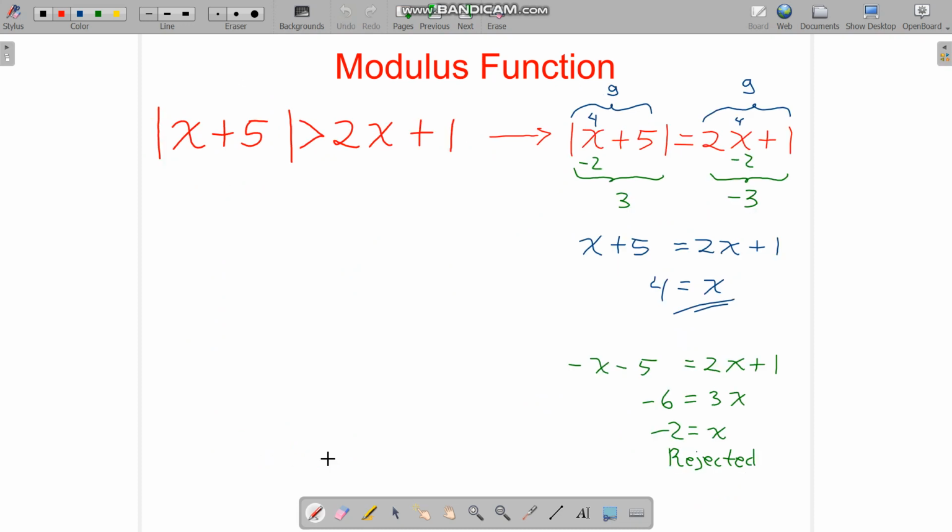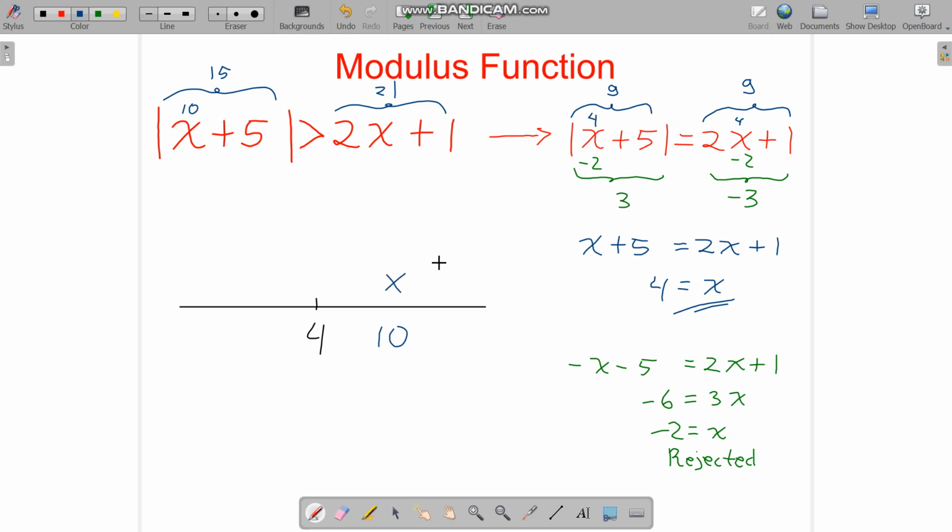So next example here. These are just the usual steps of solving an equation. We have 4 as the only solution, so the number line is simpler because we have only one critical point, which is 4. Now we try using maybe 10 on the right side, so we plug in 10, we get positive 15, and on the right we have 2 times 10 is 20 plus 1, 21. 15 is bigger than 21, no it's not, so we don't use this interval.